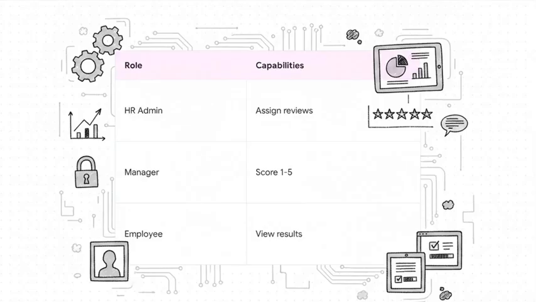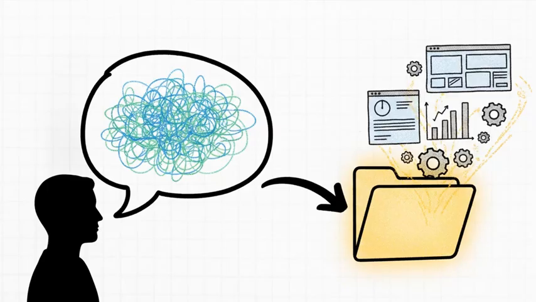So here were the requirements. They needed 3 distinct roles: an HR admin who could assign reviews and view a data dashboard, a manager role who could securely log in, score employees from 1 to 5, and leave comments, and finally, an employee role to securely view those personal results. Ordinarily, building this from scratch with full user authentication and database management would take a seasoned developer weeks. So how did they pull it off?